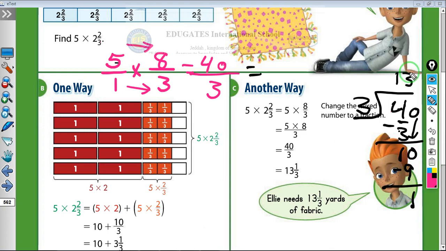Now make a circle and arrow. This is the circle, and this is the arrow. The arrow comes from down to up. The answer is 13 and 1/3, 1 over 3. Do not change the order. Don't say it's 3 over 1. No. You have to take it 1 over 3. 13 and 1/3. This is the final answer. Okay?